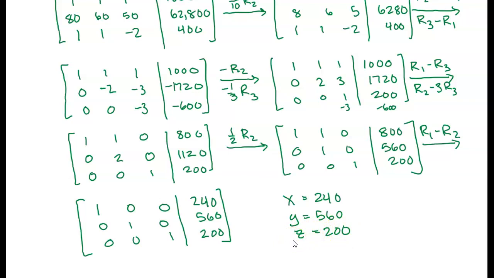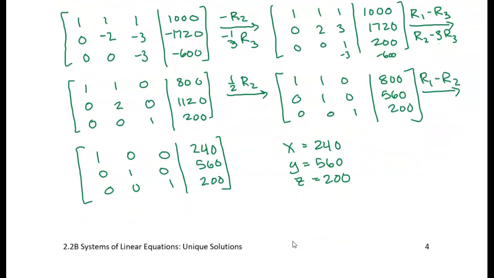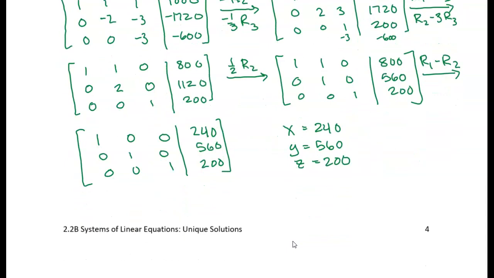Now, it never hurts to check. So if I remember right, I had a total of 1,000 tickets sold. So this is my check: 240 plus 560 plus 200. Does that equal 1,000? I add those up and I can see, yes, that works.